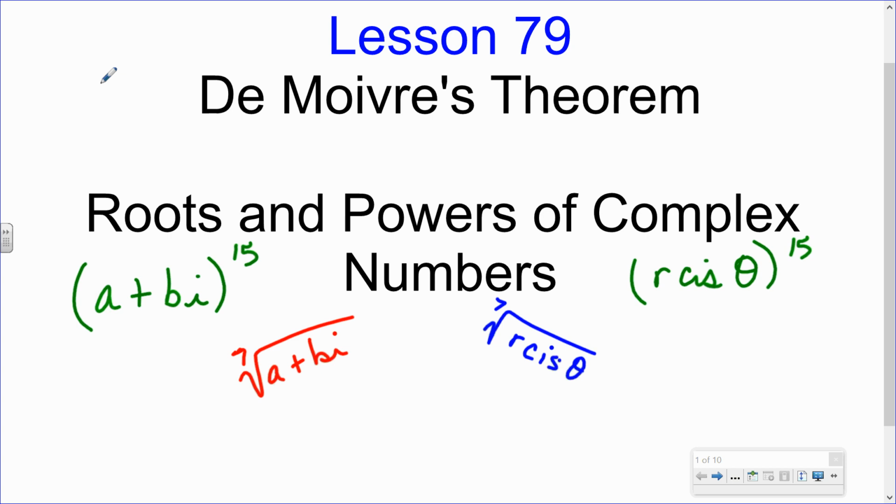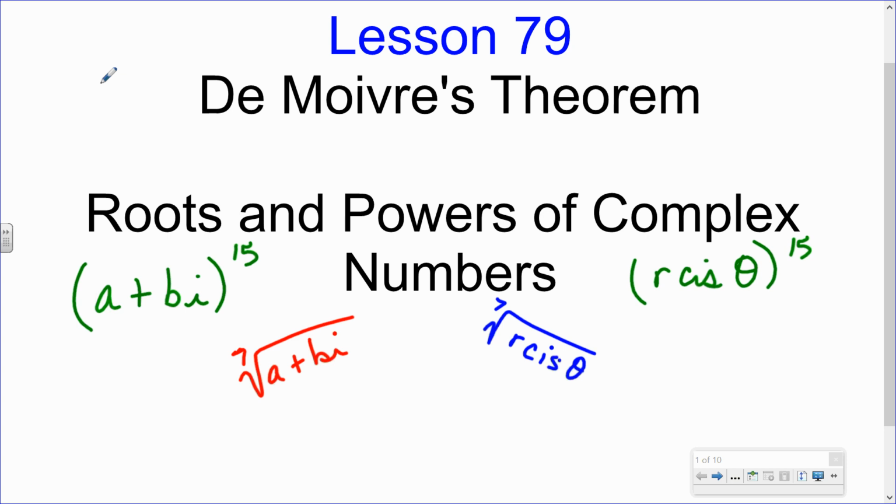We know how we would do it if it's in rectangular form, but if it really was a plus bi to the 15th, that would be a tedious problem, to say the least. We'd have to take a plus bi times a plus bi, and then take that times itself, and that would be to the 4th power, and we just have to keep foiling over and over until we finally had used all 15 terms to get to our answer. We're going to see today that if we change that to its polar form, DeMoivre's theorem is going to give us a much easier way to raise that to a power.